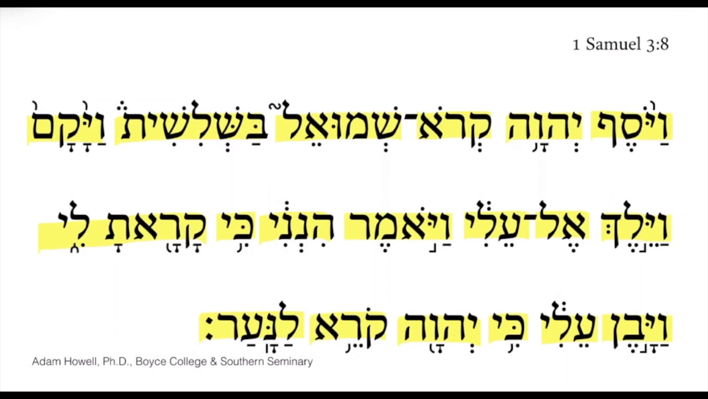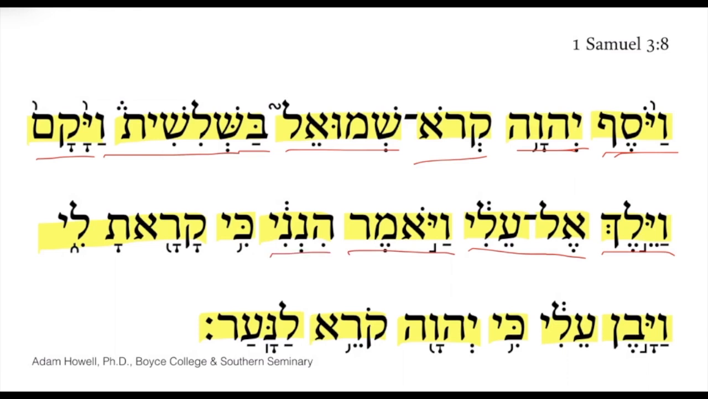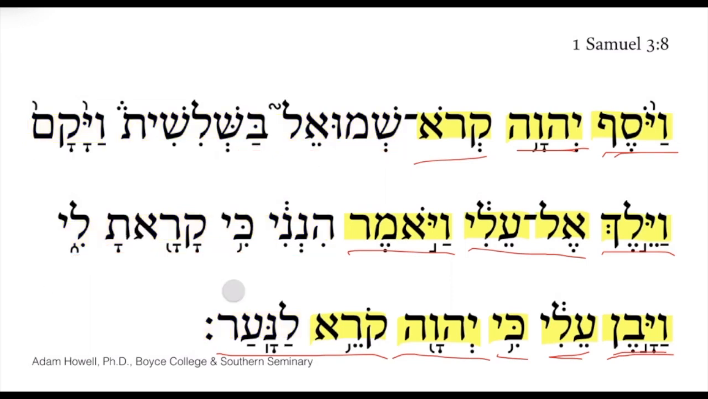Now, for an initial translation, we're going to get, and the Lord added a calling of Samuel as the third. Or we can smooth this out a little bit to say a third time. And he arose, and he went to Eli, and he said, Here am I, or Here I am, for you called to me. Then Eli understood that the Lord was calling to the lad. So let's now take a look at the syntax and the details of this translation.